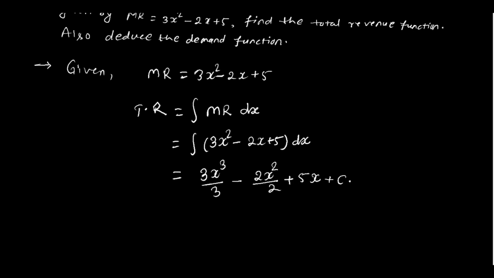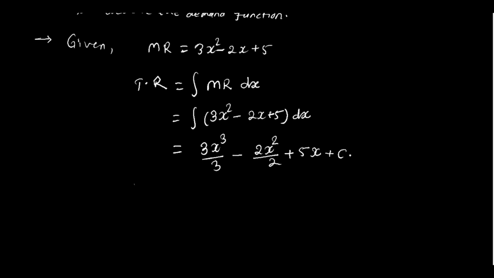Now we have to find the value of c. We know that when we produce or sell 0 units of output, there will be 0 amount. That means when you sell 0 units, then you will receive 0 amount. So we know that when x equals 0, TR equals 0.